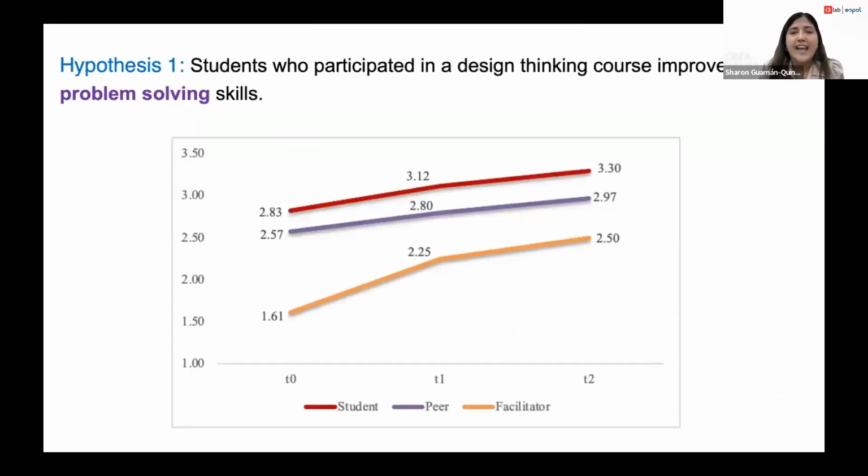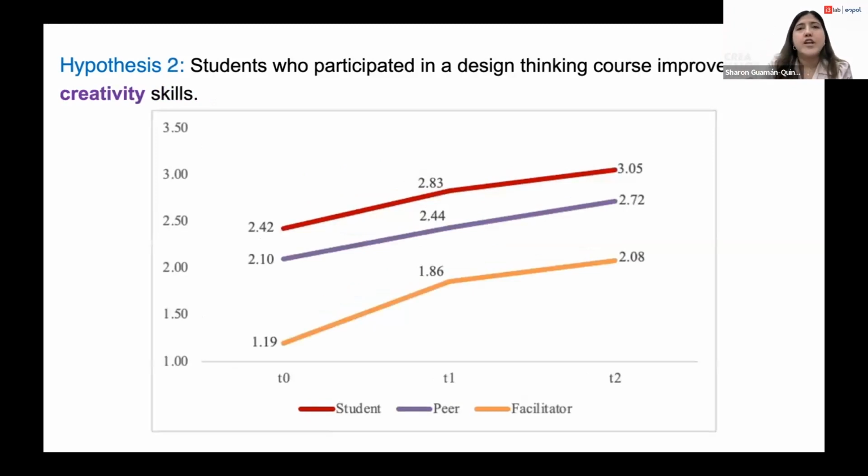The result is that actually our results supported our hypothesis. The students who participated in a design thinking course improved their problem-solving skills according to the 3 raters: students, peers, and facilitators. And this was a significant improvement. Actually, there was not only an improvement overall, but also between the period slots. This means between T0 and T1, and also between T1 and T2.